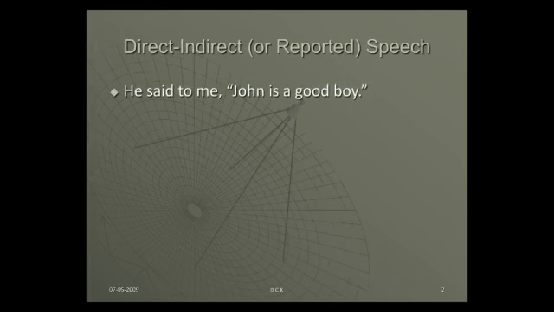Read this: He said to me, John is a good boy. What can you see here? We can see someone told that John is a good boy, which is said to be direct speech, where we are conveying our point or where something is heard. He said to me, John is a good boy.